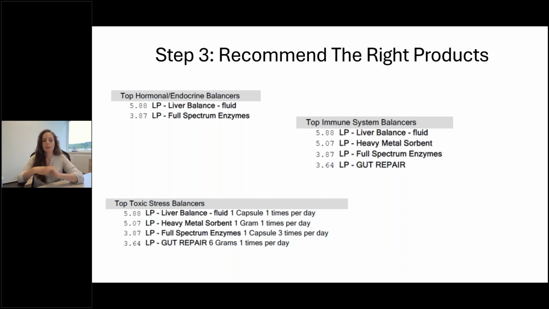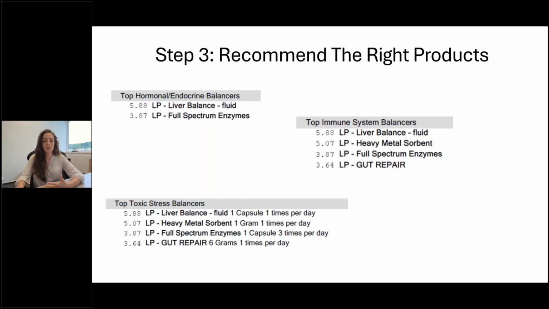So if your client only wants to get one product, this is the one that they need to buy. And it's very clear. You don't have to guess what's the best product for them. They don't have to guess. This is their body's response. Of course, the ideal situation would be that your clients would want to buy all of these, but that's not the case all the time.